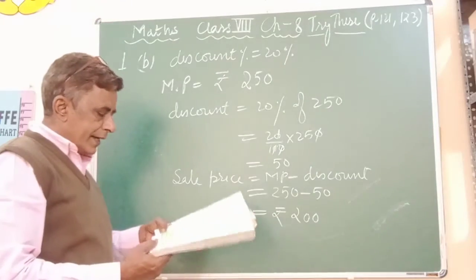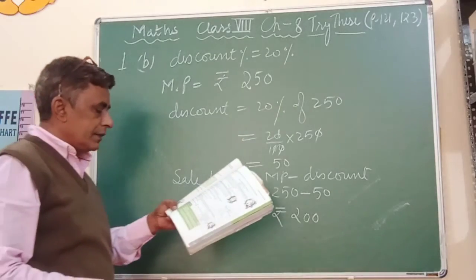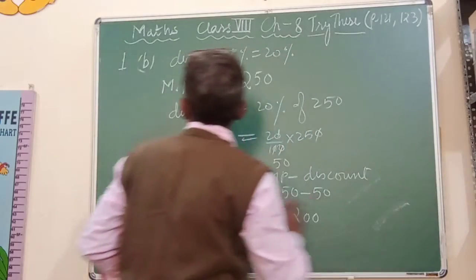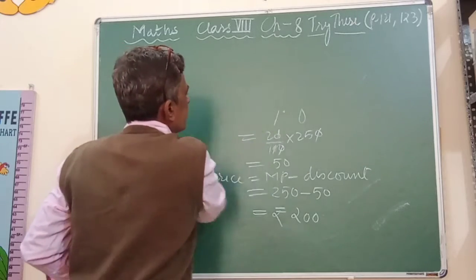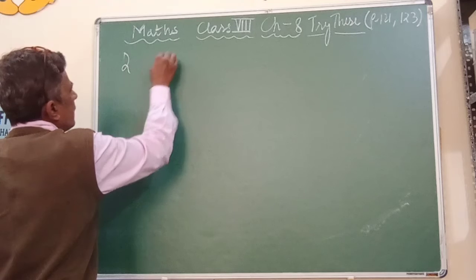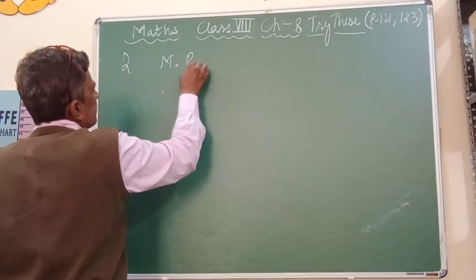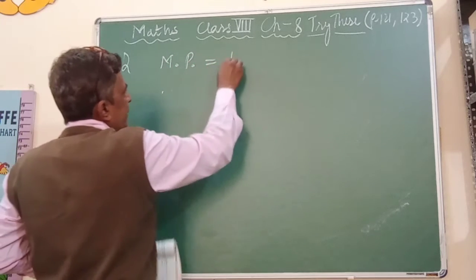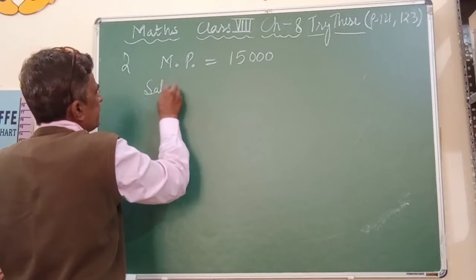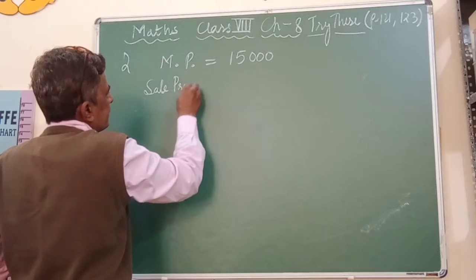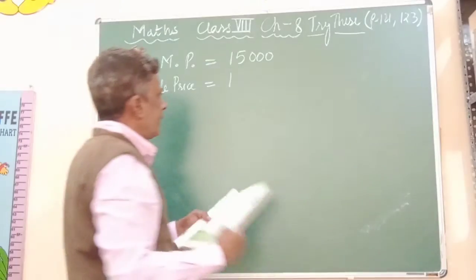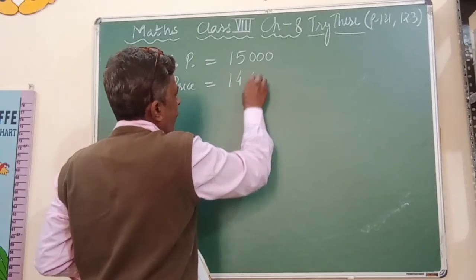The second question is like this. A table marked at rupees 15,000. Question 2, marked price is 15,000 and sale price is rupees 14,400.